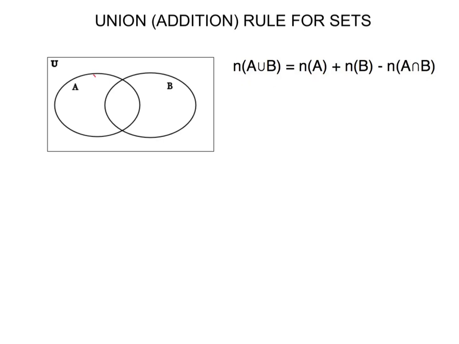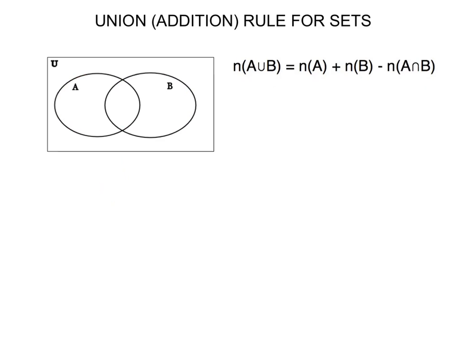Because if we look at A, we count up all the elements in A, that's going to be everything that's in this circle. And if we count up all of the elements in B, that's going to be everything in this circle. But hopefully what you recognize is that the stuff in this area, which we know as A intersect B, has been counted twice. Once when we counted it as part of A, and the second time when we counted it as part of B. And so we need to do this step over here and subtract it from the sum of the two sets.